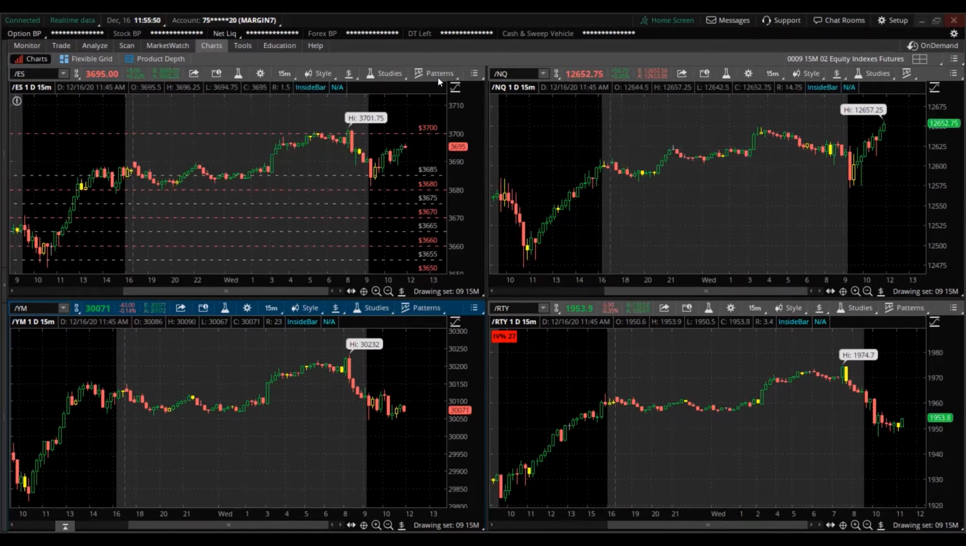The NASDAQ 100, /NQ, November Quebec in the phonetic alphabet. The overnight highs were here and we've taken them out already. The overnight lows were here. We did retest them, similar to the S&P 500, reject them and turn around.